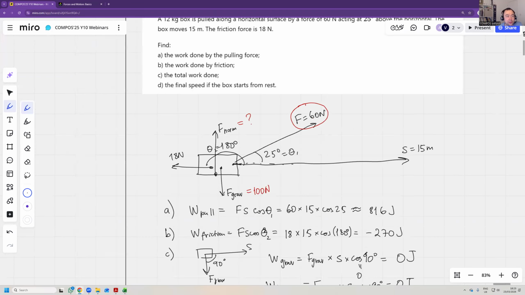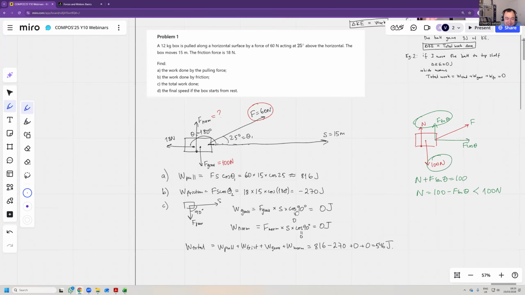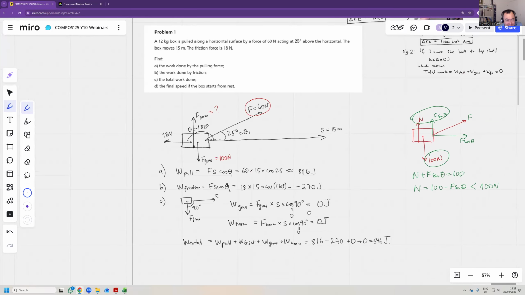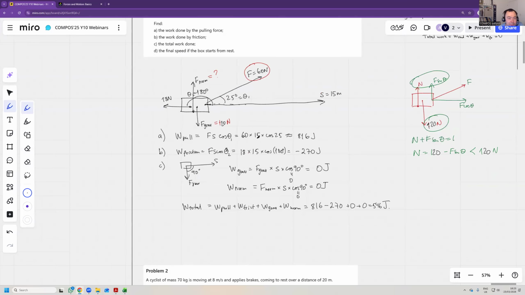The final speed of the box. Oh, it's a 12 kilogram box, so it's 120 newtons. Well, anyways. 120 newtons. Okay.